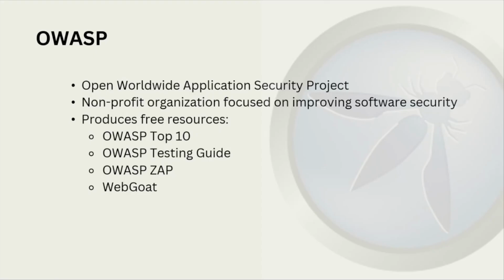vulnerabilities, not only for web applications but also for mobile, API, etc. And then there is the OWASP Testing Guide, which is a penetration testing standard, and OWASP ZAP, an interception-based tool used for penetration testing, to intercept requests and responses. And WebGoat is a vulnerable site for practicing web application security.